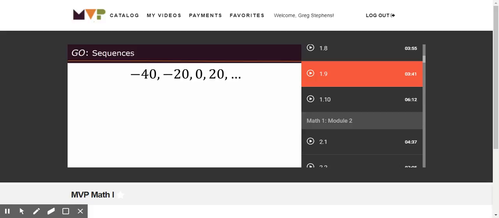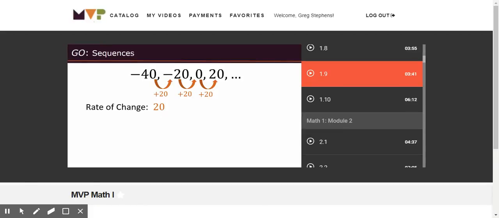Here is another sequence: -40, -20, 0, and 20. Are you adding the same number at each step? Yes, because you are adding 20 each time, so this sequence is arithmetic. The common difference is 20. That's the rate of change, and is all you need to know to write the recursive equation if you can recall the basic form for all recursive equations.